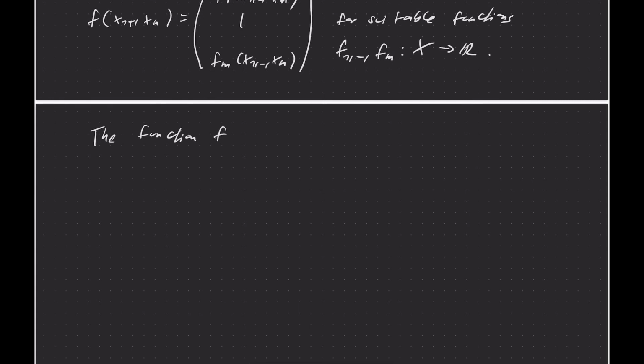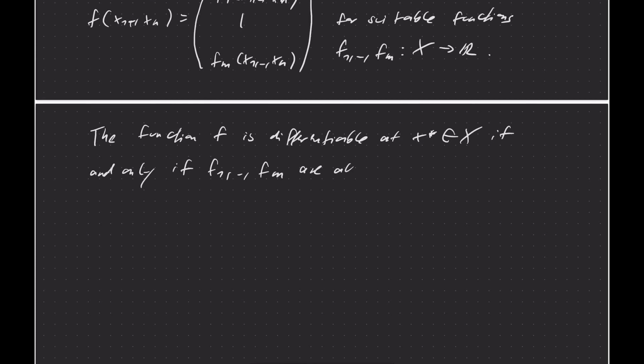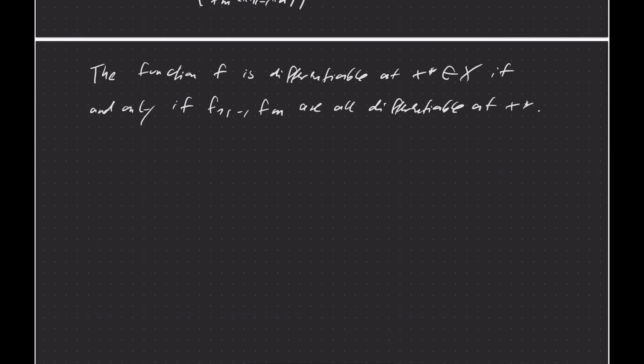So the function f is differentiable at some point x star in X if and only if f1 to fm are all differentiable at x star. And in that case, the Jacobian can be easily computed.